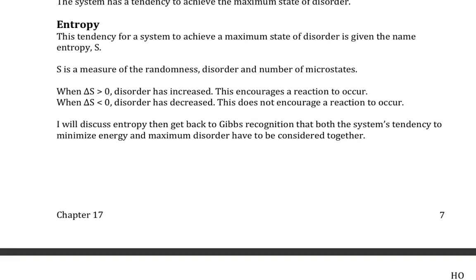When the entropy change for a process, delta S, is greater than 0, so is positive, the disorder has increased. This favors reaction spontaneity. This encourages a reaction to occur. When delta S is less than 0, so is negative, disorder has decreased. This does not encourage a reaction to occur. We throw the cards in the air. They come back more disordered. We would say that process has delta S greater than 0, a positive value. That's what occurs spontaneously. I will discuss entropy and then get back to Gibbs' recognition that both the system's tendency to minimize energy and maximize disorder have to be considered together. So for now, we will look at this maximizing disorder part, the entropy part.